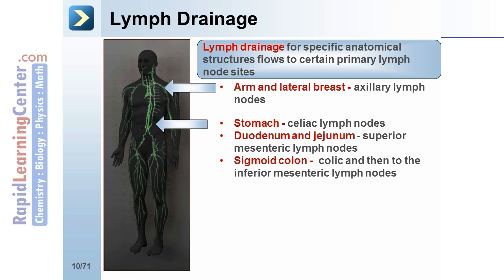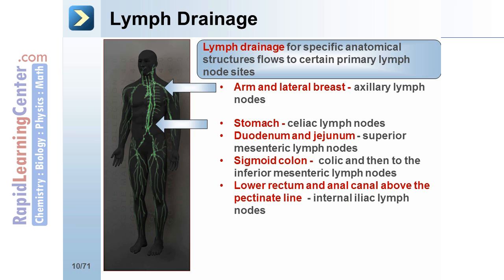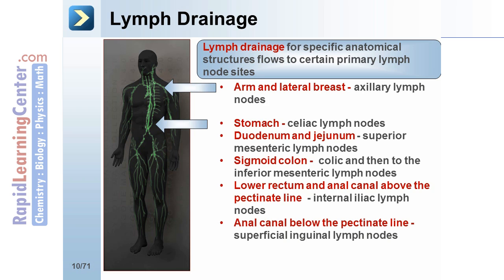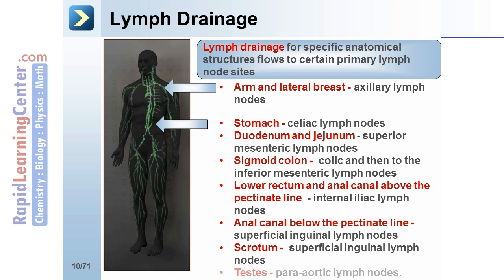The sigmoid colon drains to the colic and then to the inferior mesenteric lymph nodes. The lower rectum and anal canal above the pectinate line drain to the internal iliac lymph nodes. The anal canal below the pectinate line drains to the superficial inguinal lymph nodes. The scrotum also drains to the superficial inguinal lymph nodes, while the testes drain to the para-aortic lymph nodes.